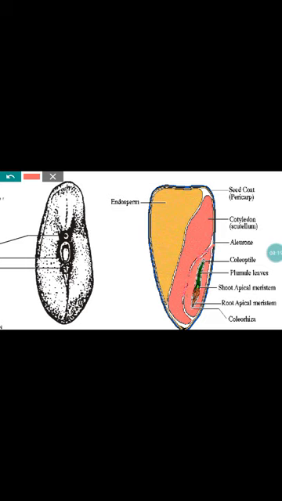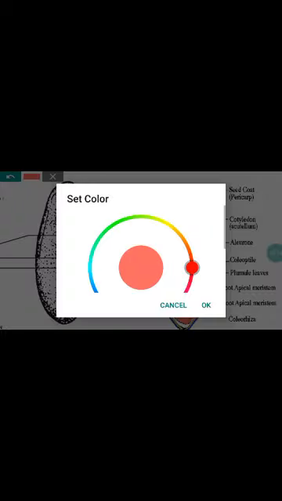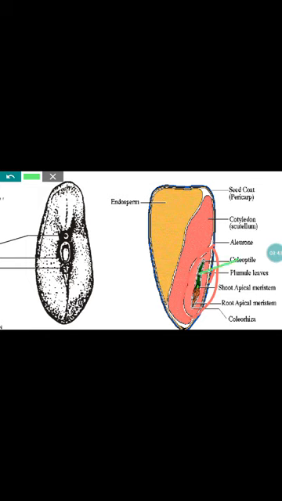So this area is the embryo. The embryo has tissues corresponding to shoot development, which is the plumule. Here it is given in green color. The green one is at the plumule region, and the red one is at the radicle region. The radicle has tissues related to root development, whereas the plumule has tissues with shoot development ability.